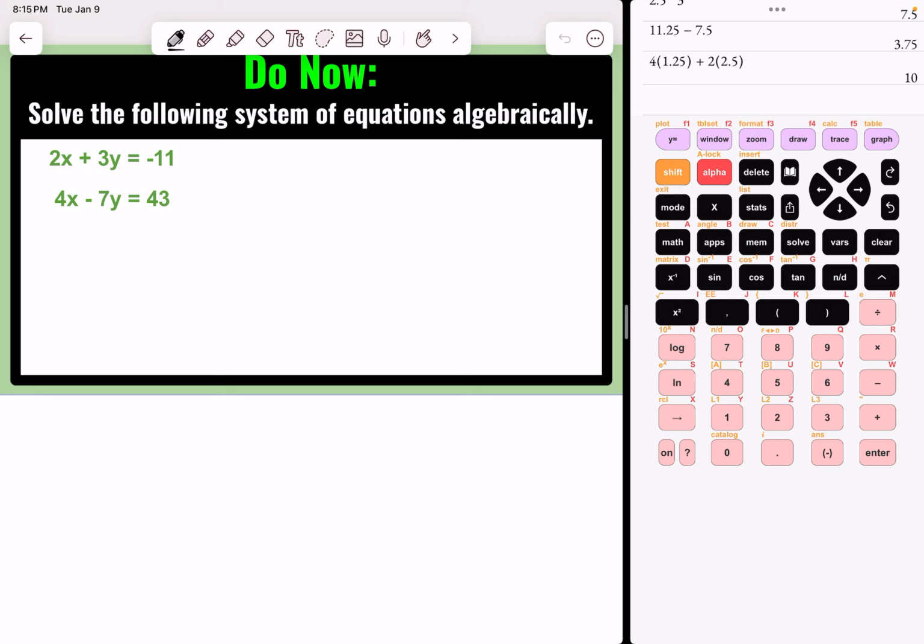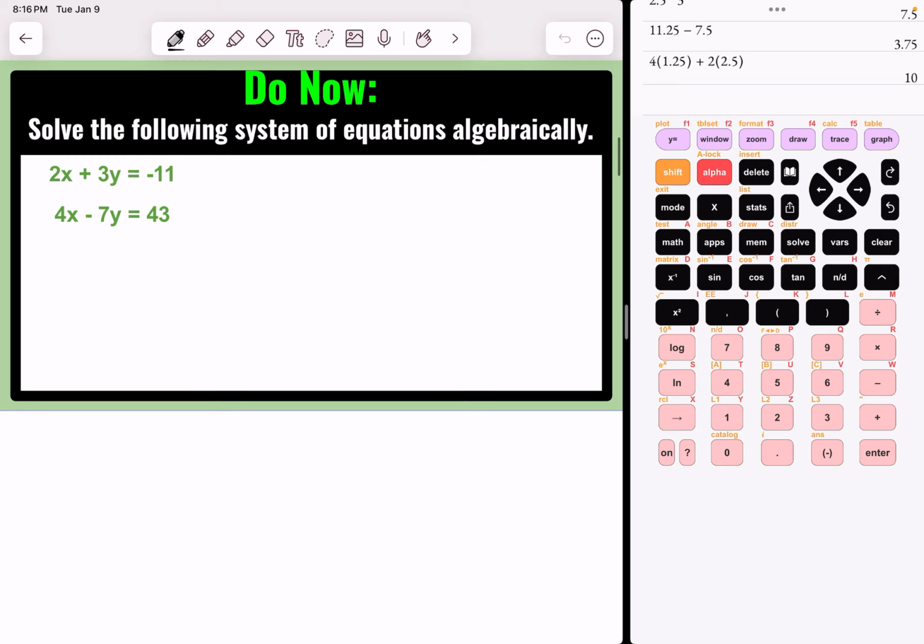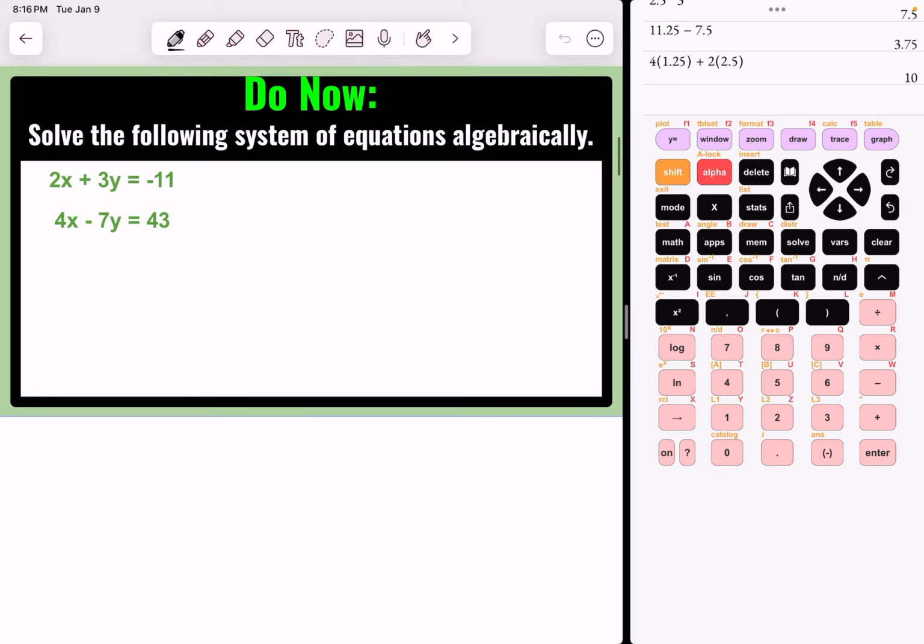Alrighty, let's look at this system of equations that they want us to solve algebraically. Algebraically means we could use either the substitution method, where we make the equation x equals or y equals, or we can solve it by the elimination method when we eliminate a variable. Here it would not be easy to use the substitution method because we cannot easily get an equation to be x equals or y equals since the coefficients are not 1. But we can easily use the elimination method.